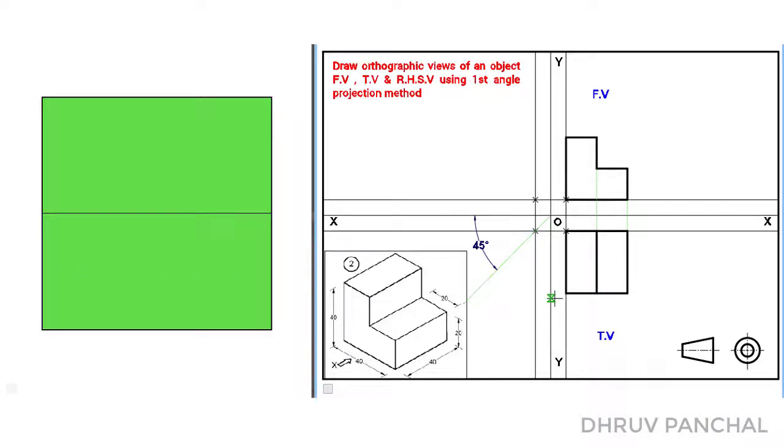Draw projections of each point from top view up to the 45 degree line and transfer it towards the upward direction. Now, draw projections from each point from the front view. Here, bottom right corner point will be our reference point for drawing a right hand side view, as you can see.